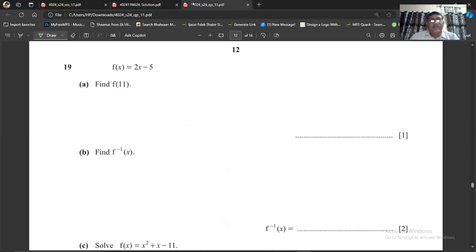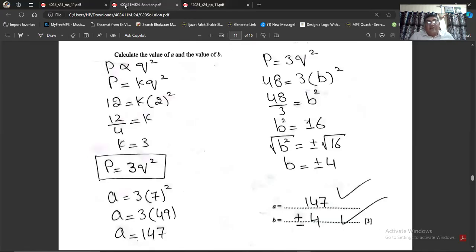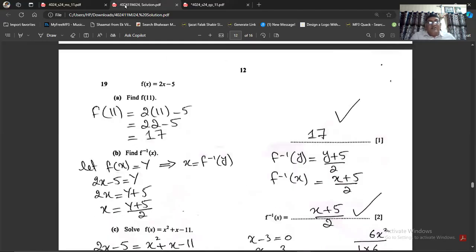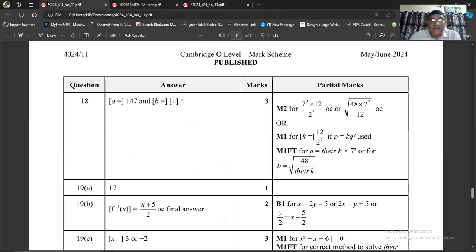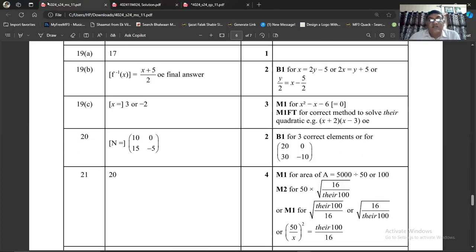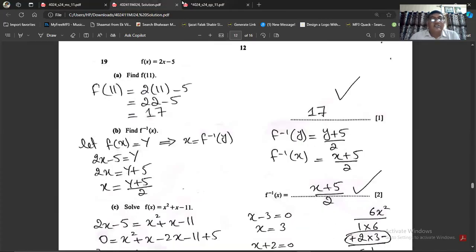Okay, so we have now the question number 19. He says this function f of x is equal to 2x minus 5. The first question, a part, is f of 11. So in this formula, wherever there is x, substitute that x with 11. So you will be able to find out the value of f(11). So f(11) will be equal to 2 into 11 minus 5. So 22 minus 5, that is 17. So my answer is 17. Question number 19, 17 is the right answer, sir. This is how this is done.